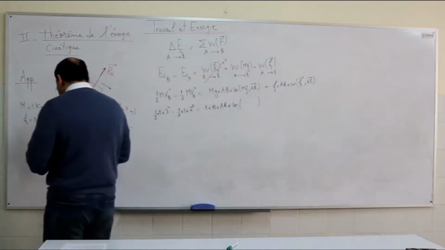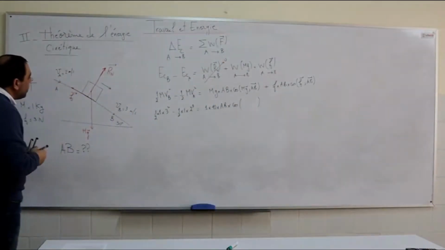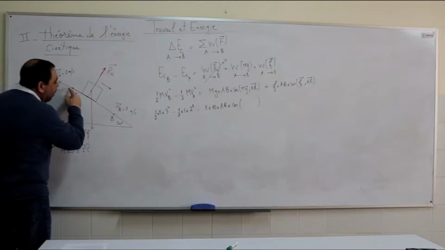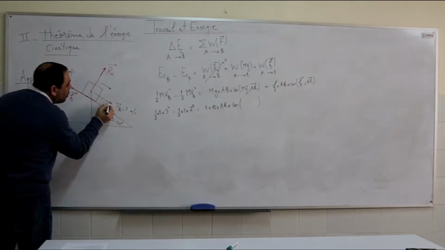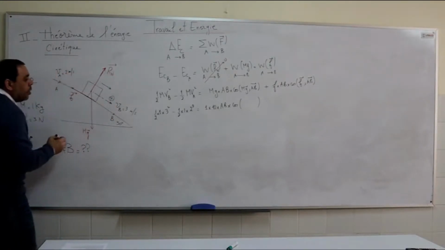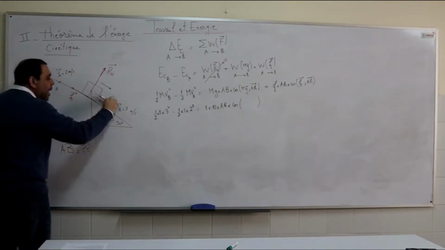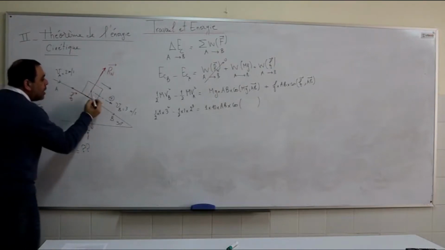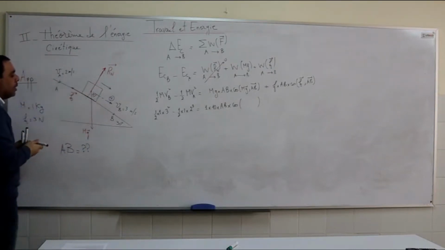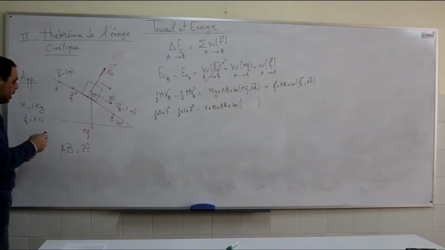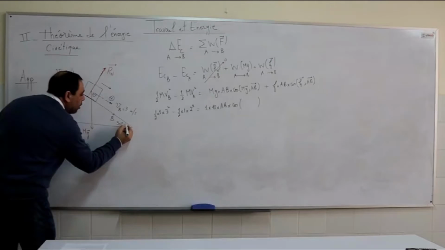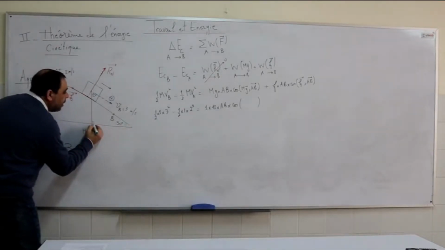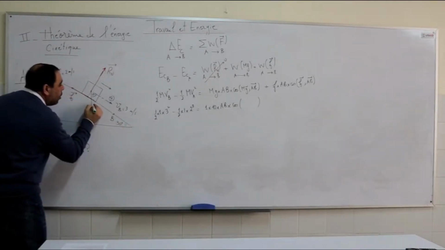Now, what is the angle between mg and AB? mg is vertically downward. AB is oblique in this direction. The displacement vector is in this direction. Now, what is the angle between the displacement and mg? Here it is. To find this angle, we do some calculation. We have 30 degrees, 90 degrees, and this becomes 60 degrees.